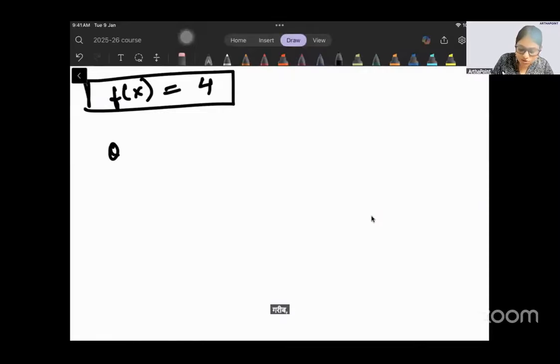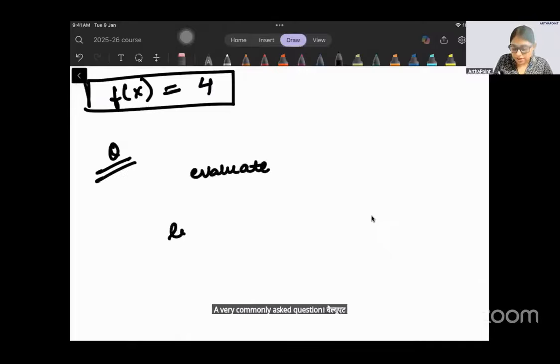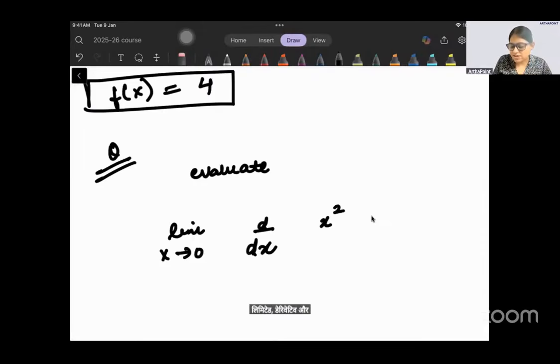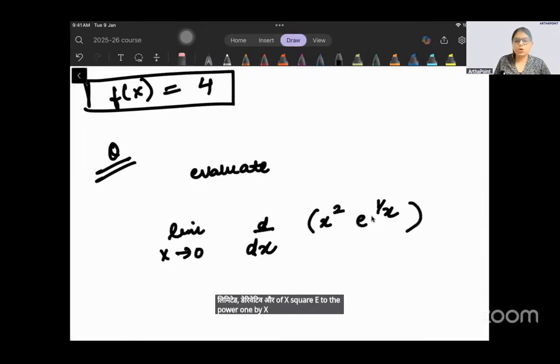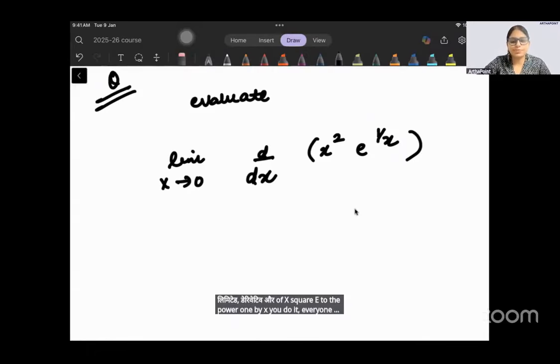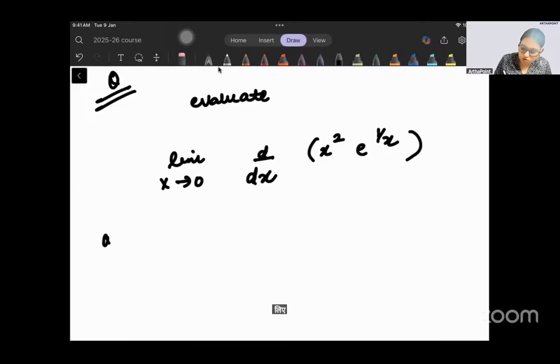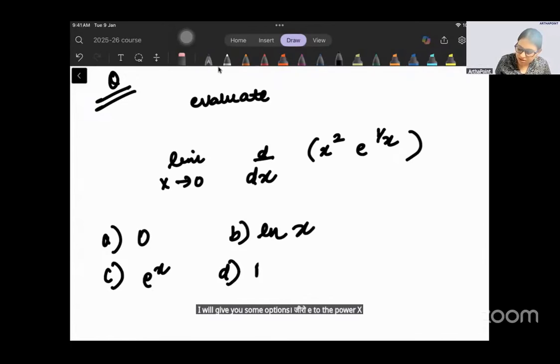A very commonly asked question. Evaluate: limit x tends to 0, derivative of x square e to the power 1 by x. Do it. Everyone solve it. I'll give you some options: 0, ln x, e to the power x, does not exist.